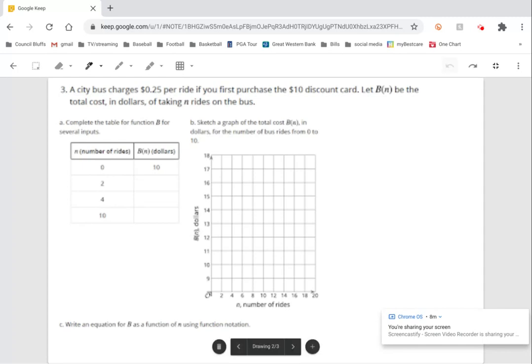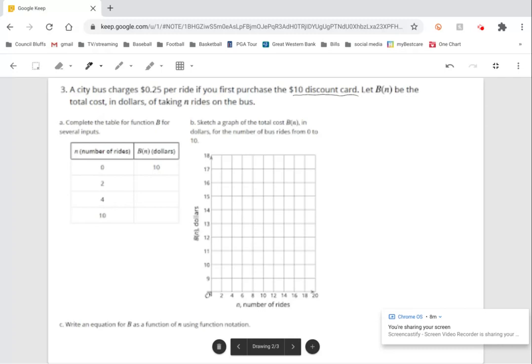So the $10 discount card, that you pay before you even take a ride. Okay, so you're going to pay that $10 is kind of a one-time fee. You pay the $10, and then after you pay the initial $10, you're going to pay 25 cents per ride.